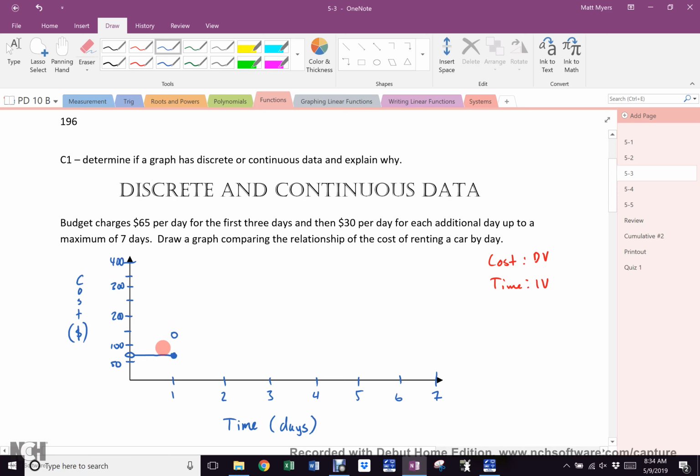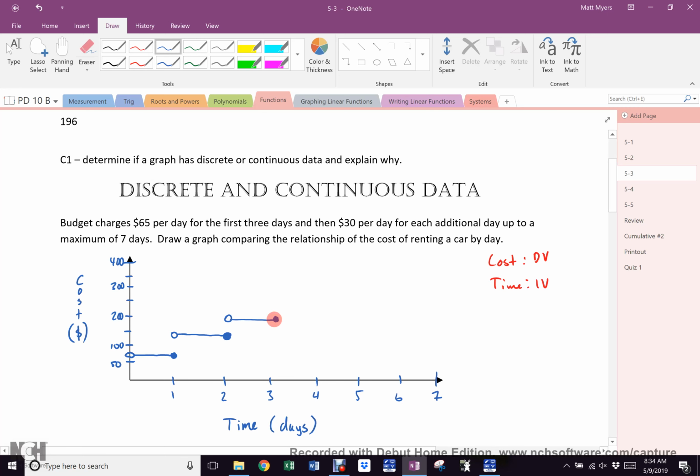What happens at 1 day, 1 second? I pay the other 65. Till when? Till day 2. Closed dot. What happens on day 3? I go up to 195. Now what happens on the 4th? I only go up 30. So I go from 195 to what?